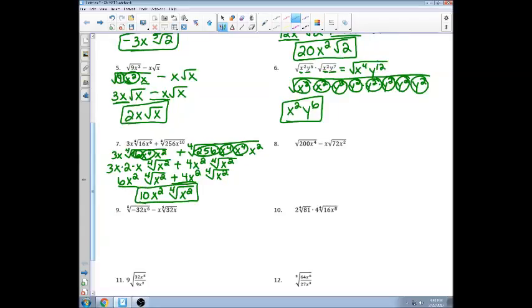Number 8 is again a subtraction problem, so it's some of the newer stuff. So I'm going to go ahead and look at the square root of 200x to the fourth first. The largest perfect square that I can get out of 200 is 100. So I can actually split 200 into 100 times 2. X to the fourth can be broken into x squared times x squared. Okay. So 100 is a perfect square. That would get me 10. I have 2 x's, so I can get x squared times the square root of 2 because 2 is left over. So that is completely simplified.